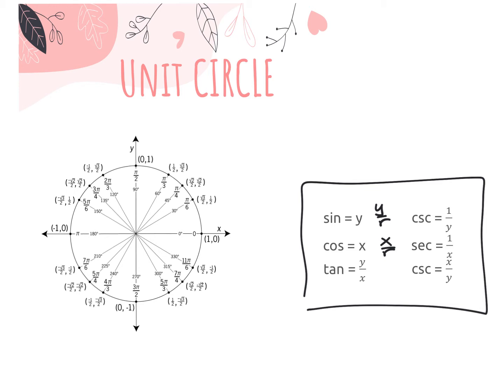Now, since r, when we're talking about the unit circle, always equals 1, we don't need to use the r for sine or cosine. All we need to use for sine is y, and for cosine just x. And then memorize the reciprocals.